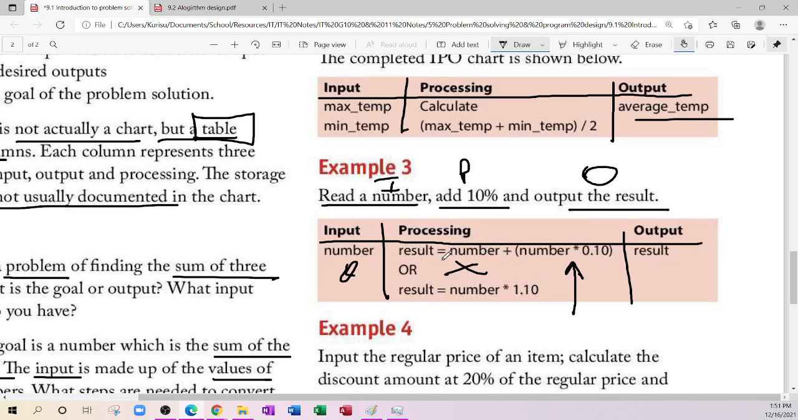Now, anybody want to make a guess what this equal sign is doing here in results? This part here. Any guesses?